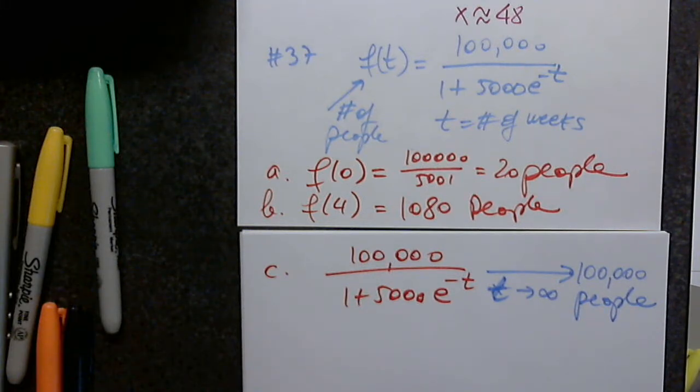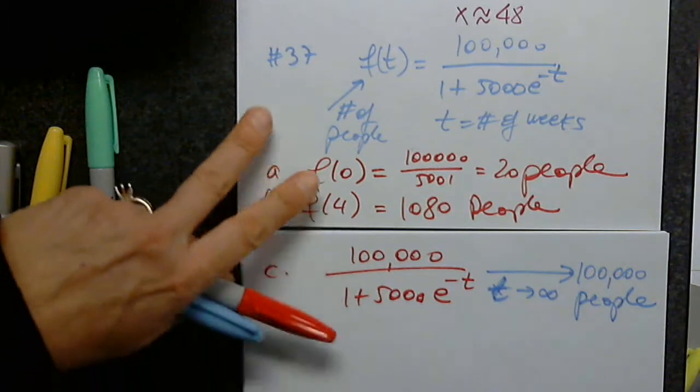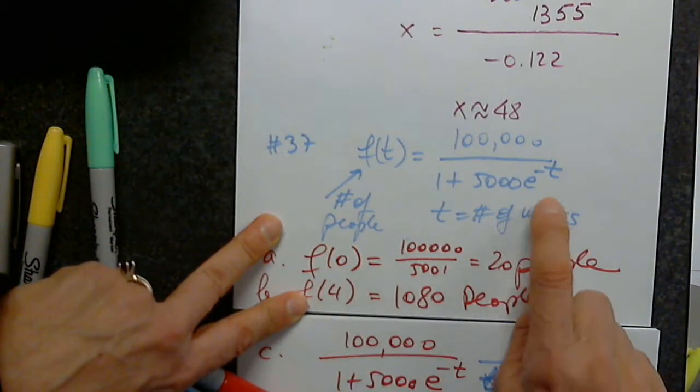Okay, any questions? Yes? In part A, where you got 5,001 for the denominator, can you go through the process where you got 5,001? Yes. Plug in 0. Yeah, how you set up the formula where e to negative t cancels itself out. Zero, yeah, that works.